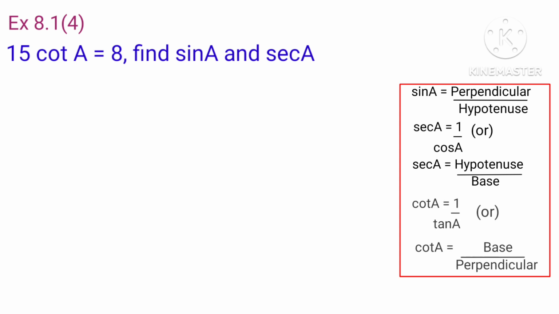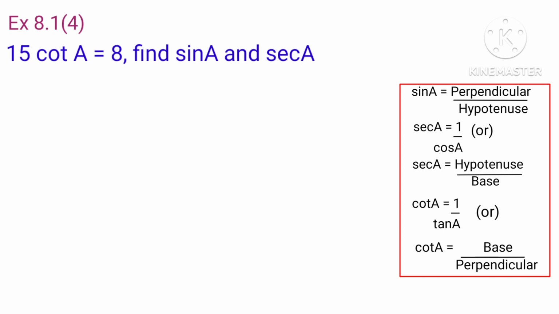Cot also has a formula: 1 divided by tan theta. Cot is the reciprocal of tan, so cot theta is 1 divided by tan theta. The next formula is base divided by perpendicular. This is also the reciprocal of tan. The formula for tan is perpendicular divided by base, so its reciprocal is base divided by perpendicular.